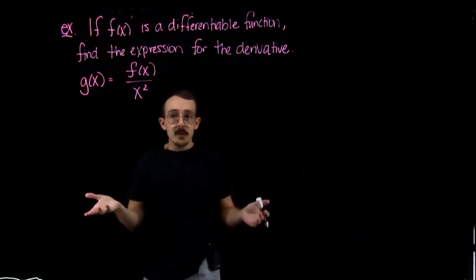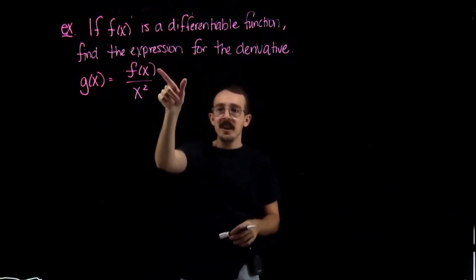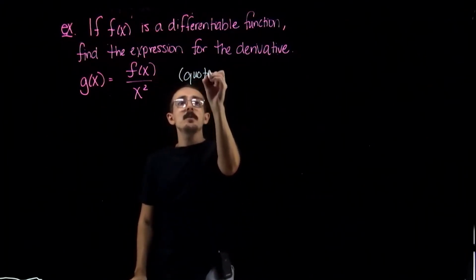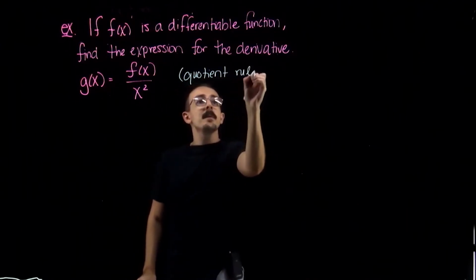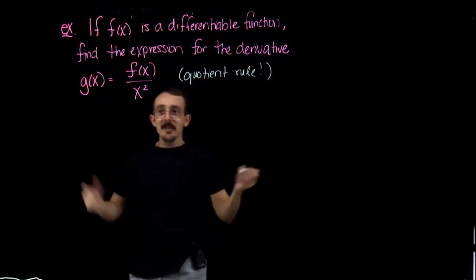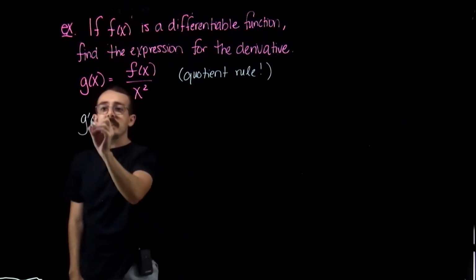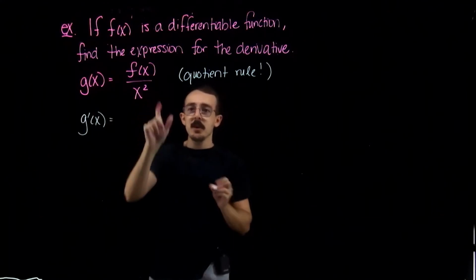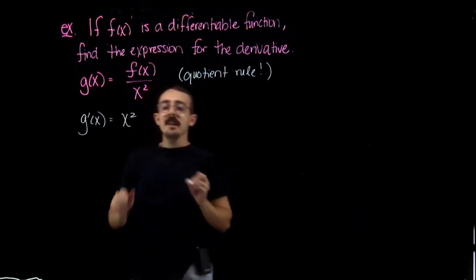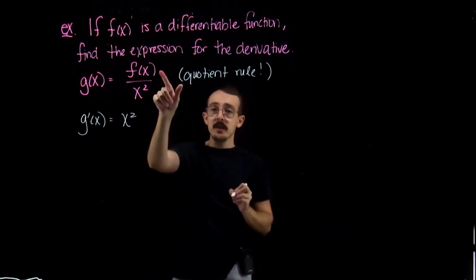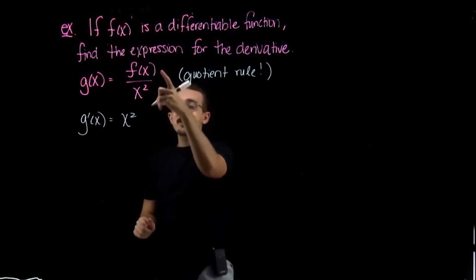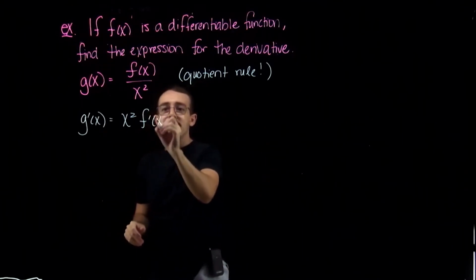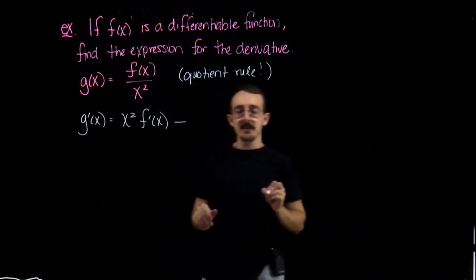Regardless of what they give you, what rule would you use here? I have some function divided by another function. So you should be thinking the quotient rule for this. And we're going to do the quotient rule just like normal. So the derivative of g of x is, first I rewrite the bottom function, so low. Then I take the derivative of the numerator, so low d high. So what is the derivative of f? Well, the symbol for that is just f prime of x. And then a minus sign, because I'm doing the quotient rule.